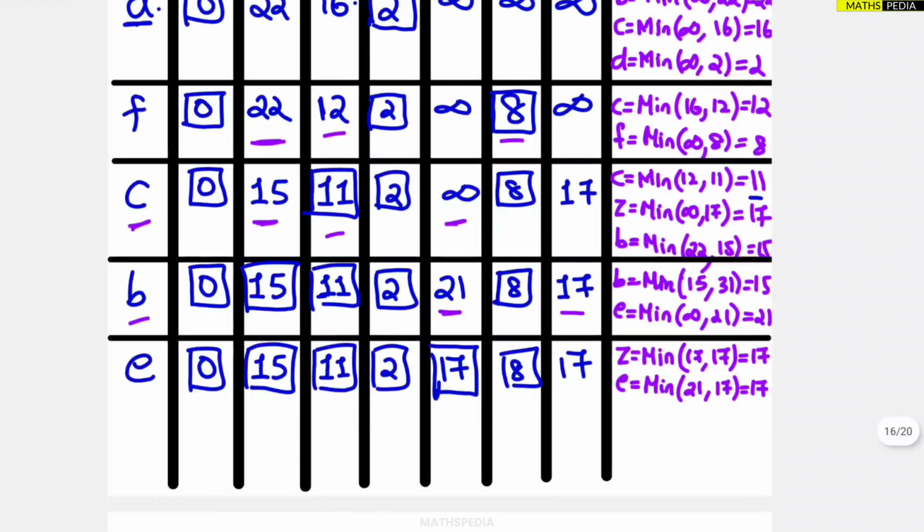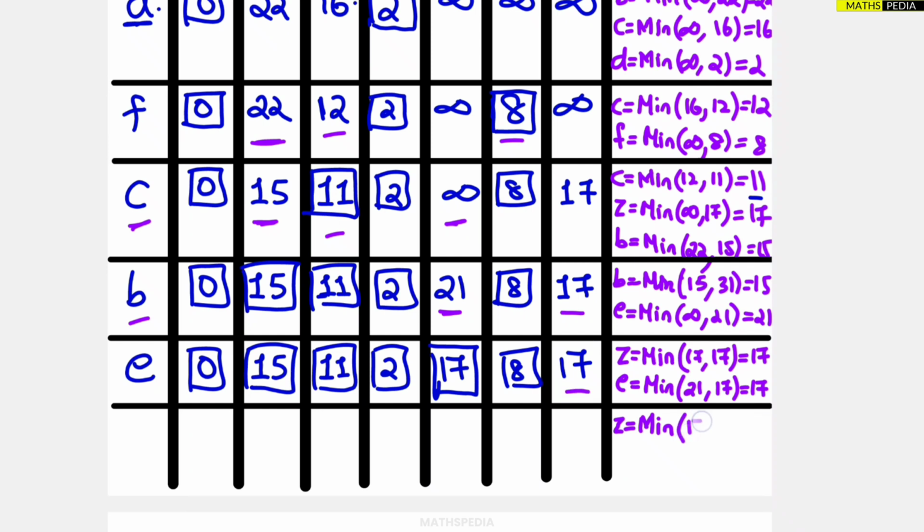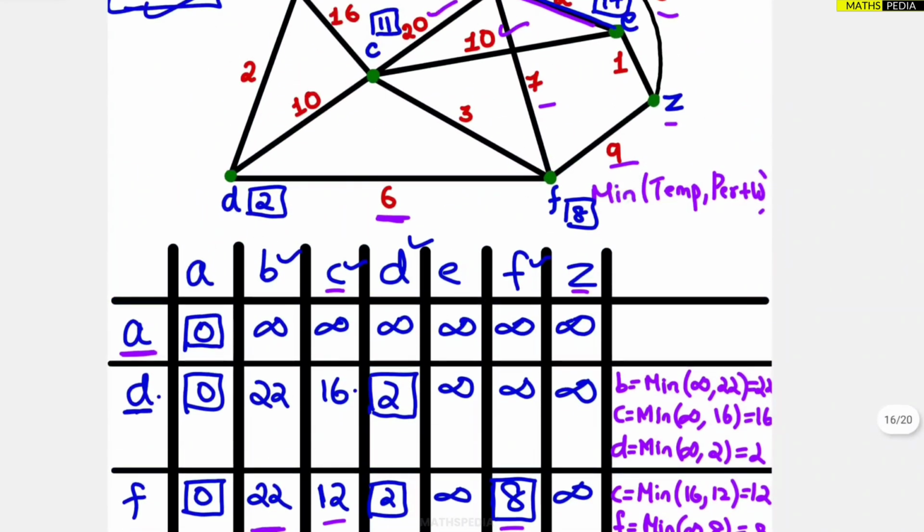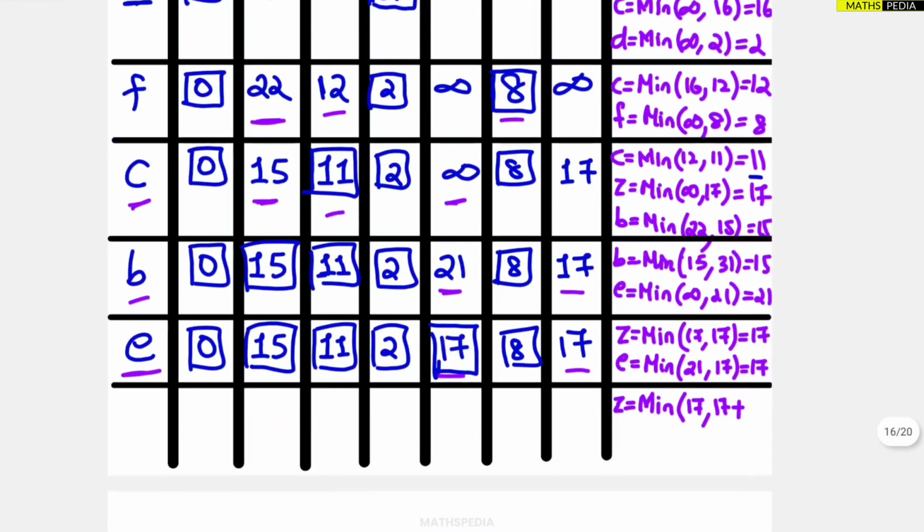Temporary label of Z is 17. Permanent E with respect to E is also 17, plus the weight between E and Z, which is 1. So 17 and 18, the minimum value is 17. So the new value of Z becomes 17 itself. Rest all copy paste.